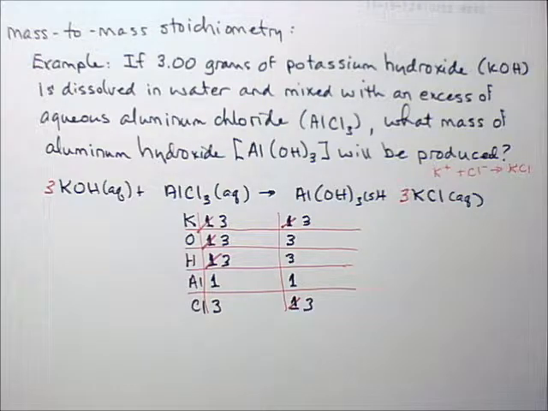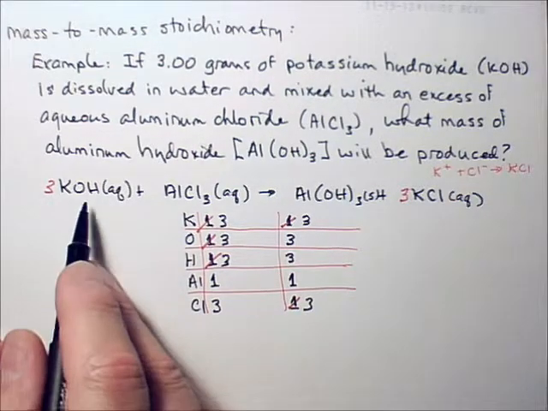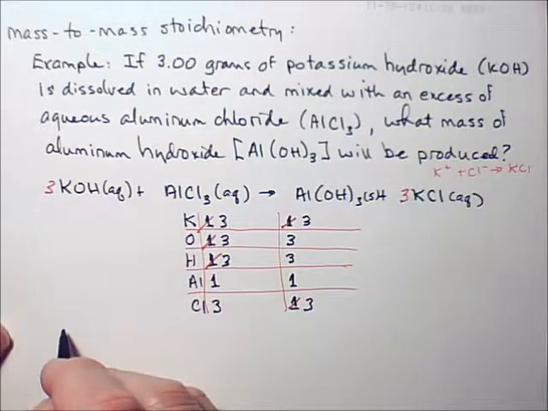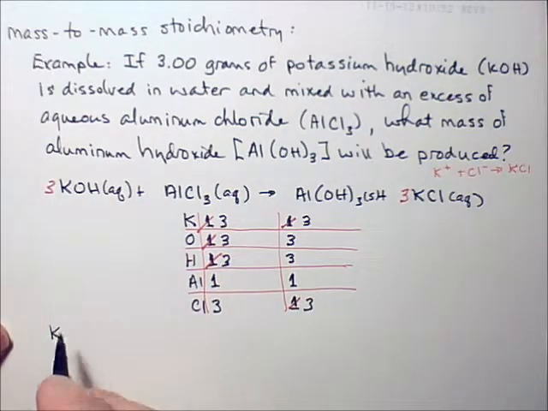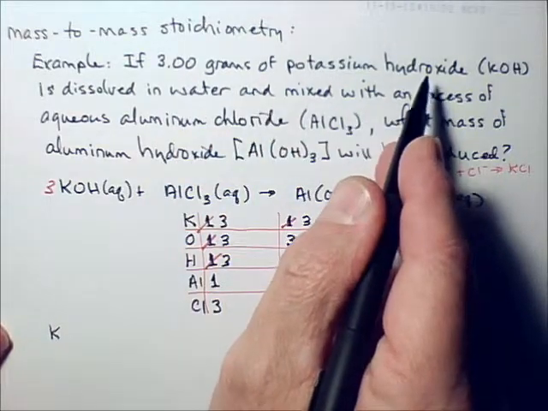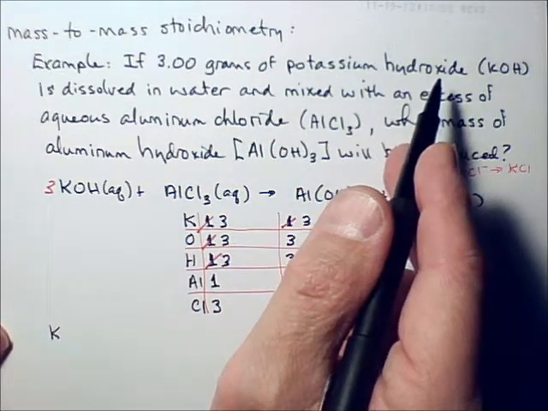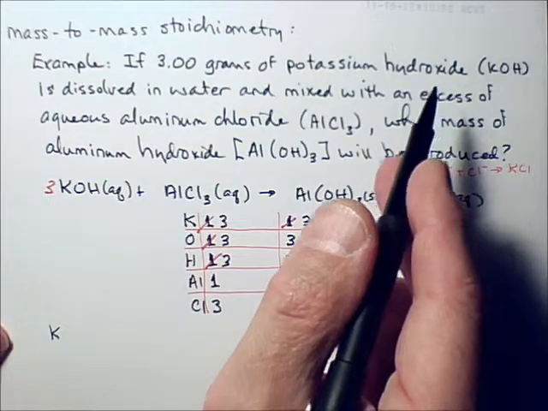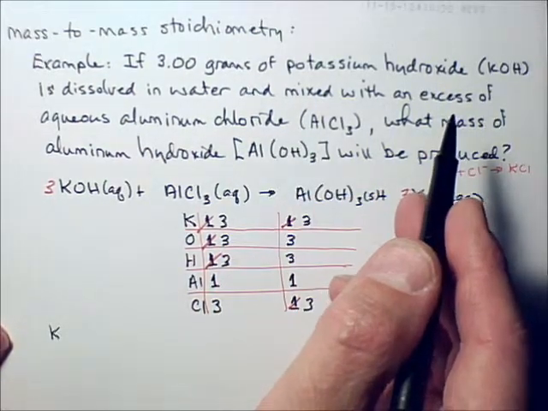Molar mass. You got to have the molar mass of this. You got to calculate the molar mass of potassium. Since I have grams of potassium hydroxide, to get the moles of potassium hydroxide, I've got to have the molar mass. Mass to moles, molar mass. Got that?